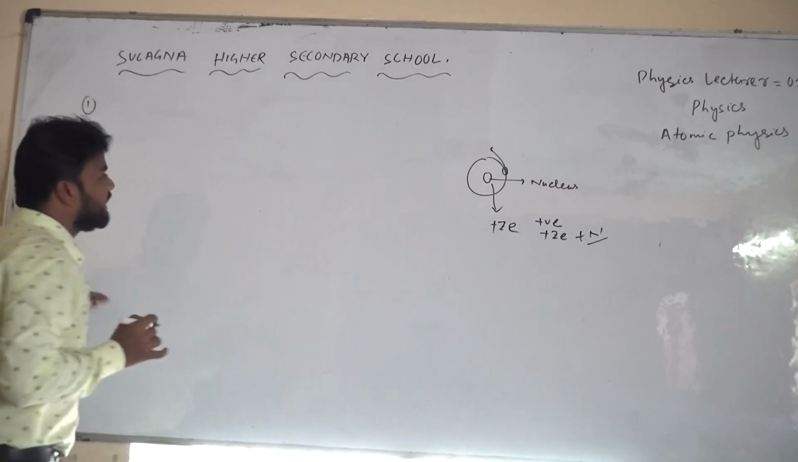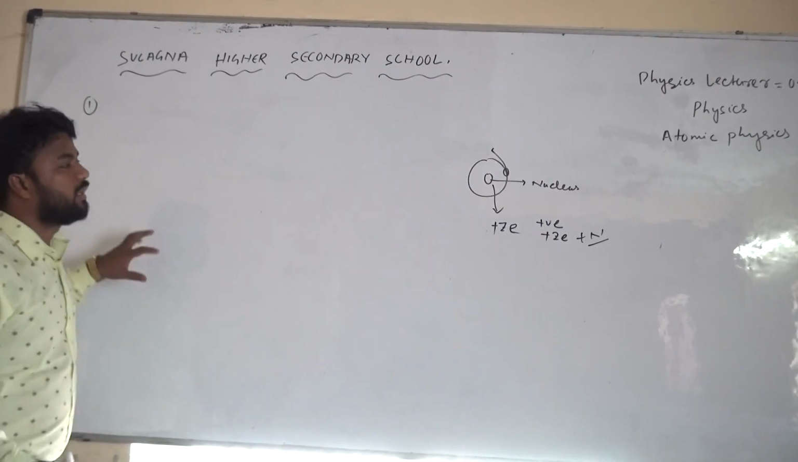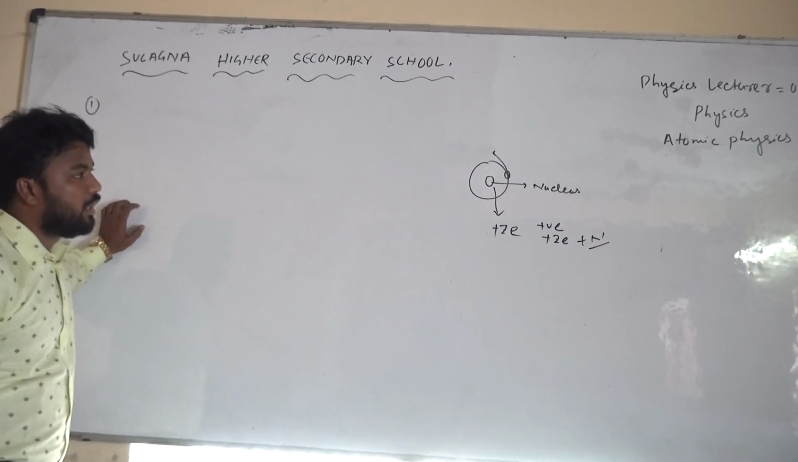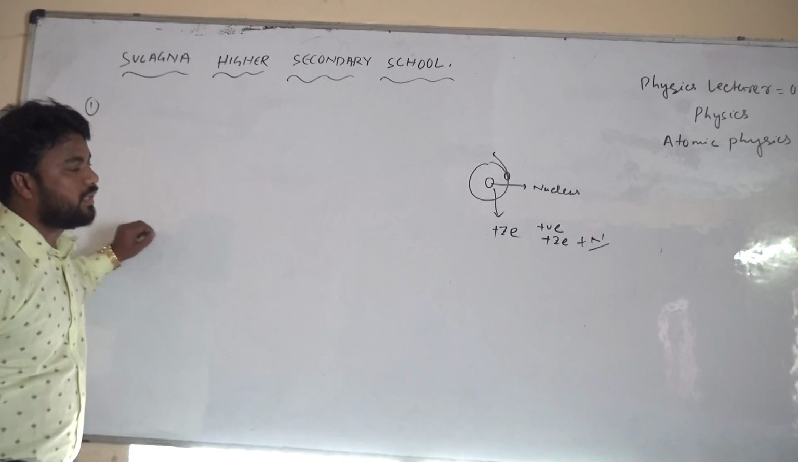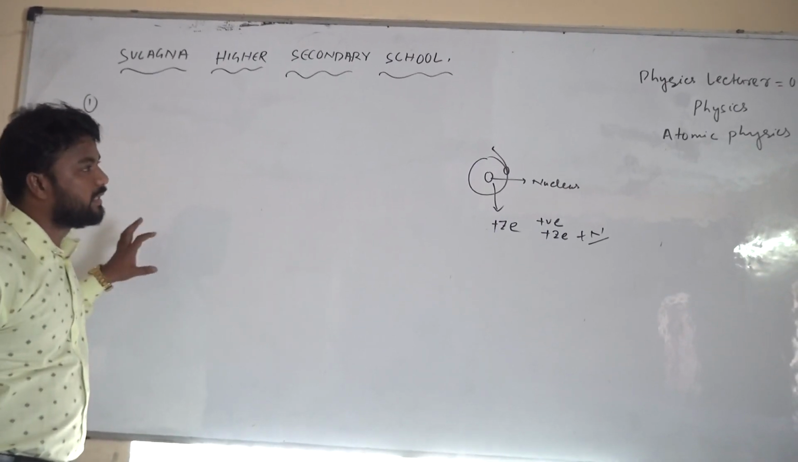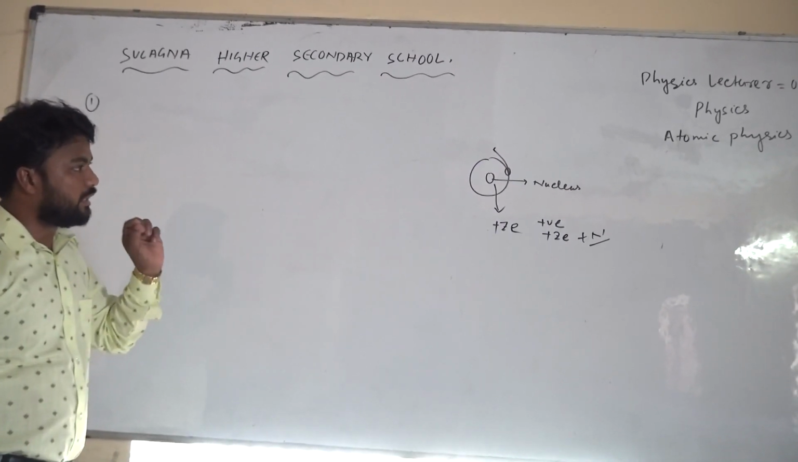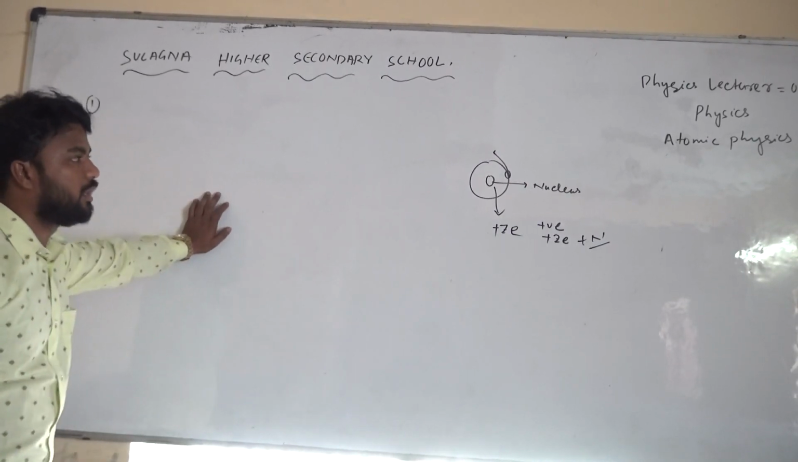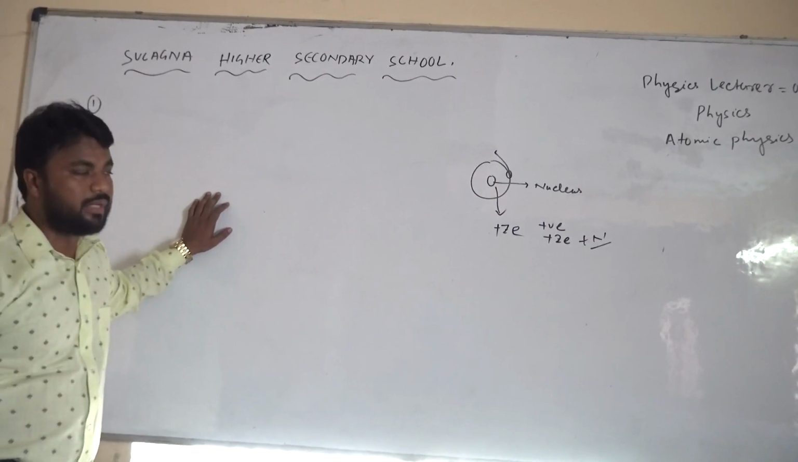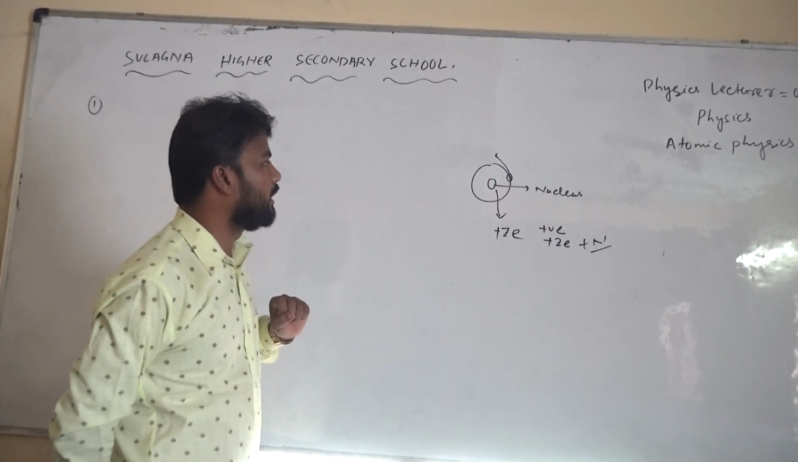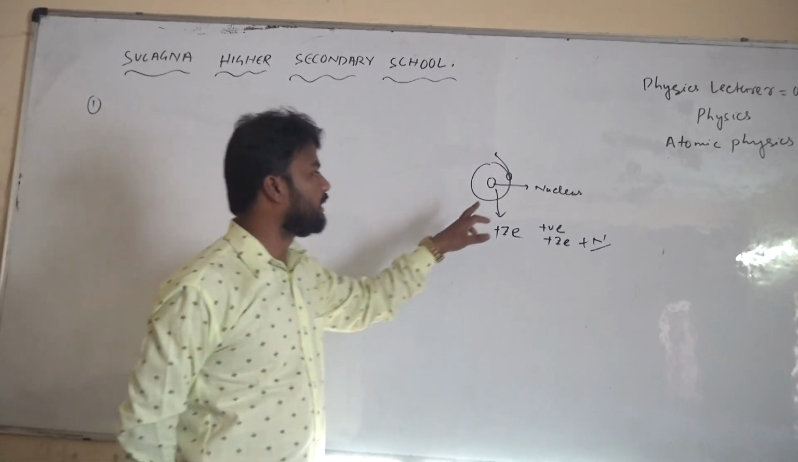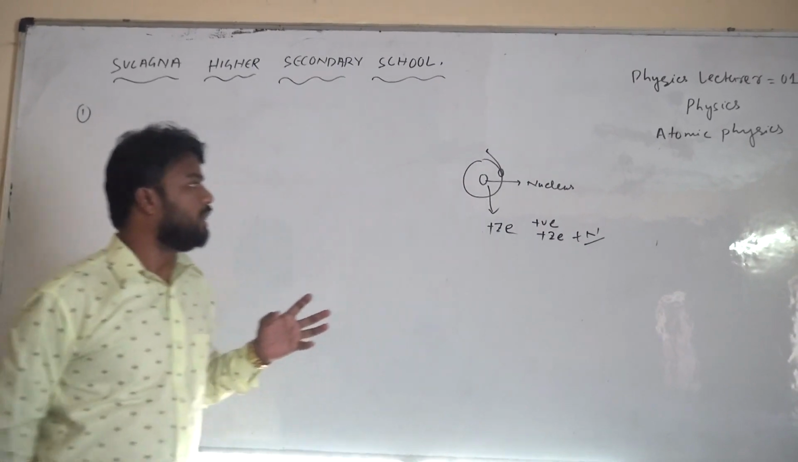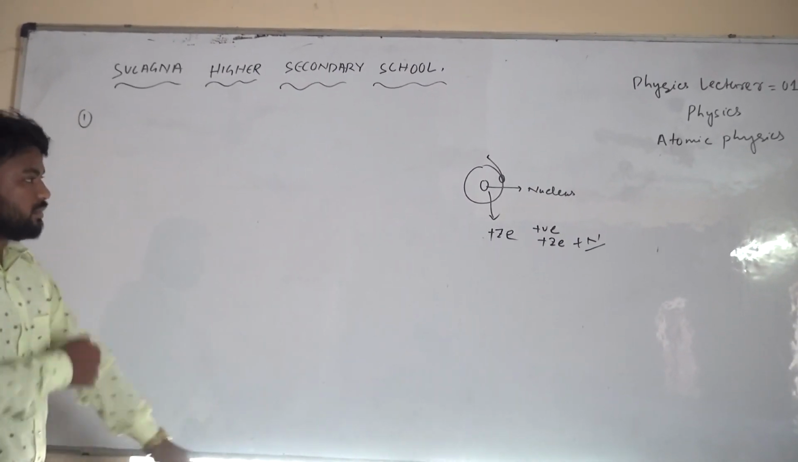Now Bohr gives a model of the atom. That means the electron will revolve in stationary orbits. At that time, what is the velocity of the electron, what is the radius of that orbit from the nucleus, and what is the energy of that orbit? That is the basic principle and basic concept of the atom.